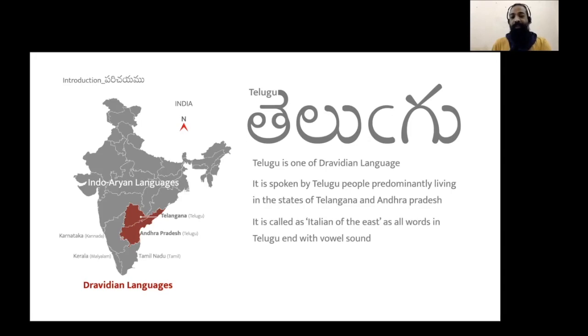It is called the Italian of the East, as all words in Telugu end with a vowel sound. If you consider this word Telugu, it ends with an oo sound, and this is what makes it mellifluous to listen to. As per the 2011 census, it has nearly 82 million speakers, and the direction of writing is left to right in horizontal lines.